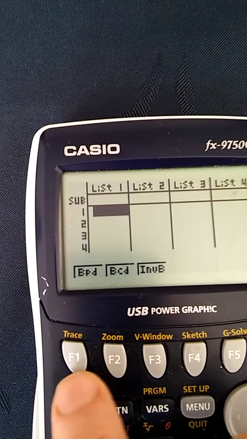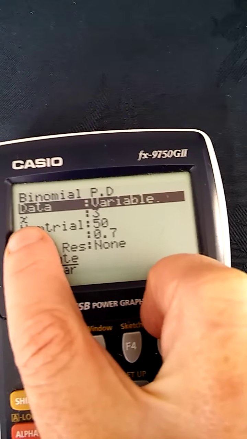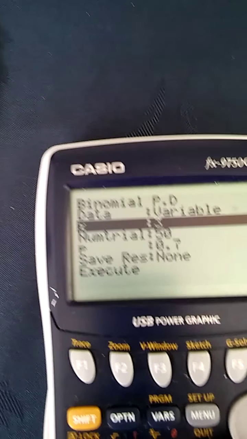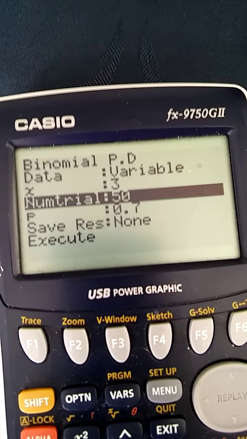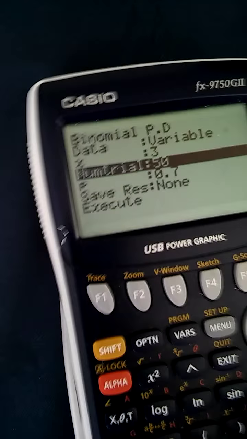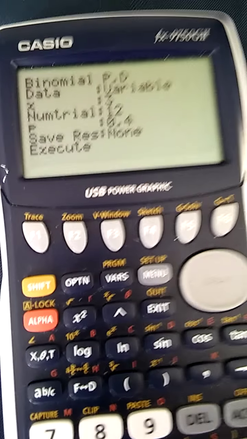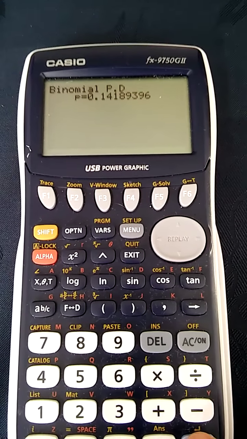So going back to these two, for this question we need BPD, the probability distribution. So F1. Is our data a variable? Yes. X is in fact 3, so that's okay, but if it wasn't, you'd hover over it and put 3 in and then press the blue button. Number of trials, that's N. In this question, that's 12, so put 12 in there. And the probability of a success is 0.4. All we need to do now is press that blue button again, and maybe again. And there we have it, the answer to this problem: 0.142.